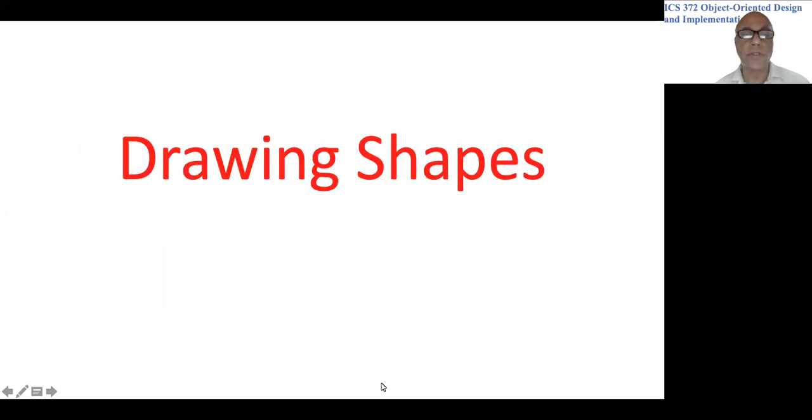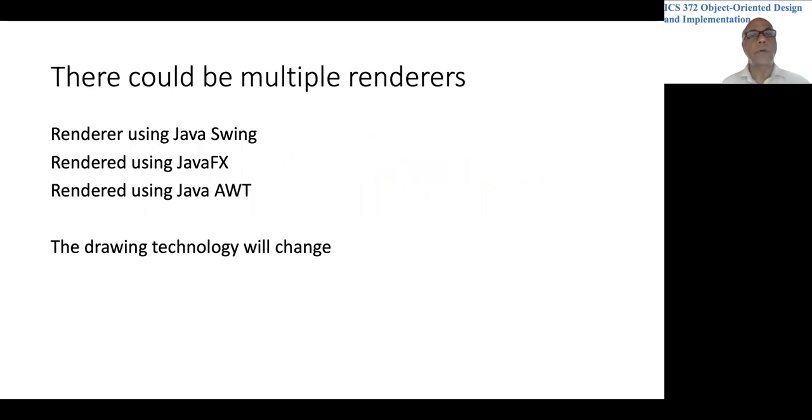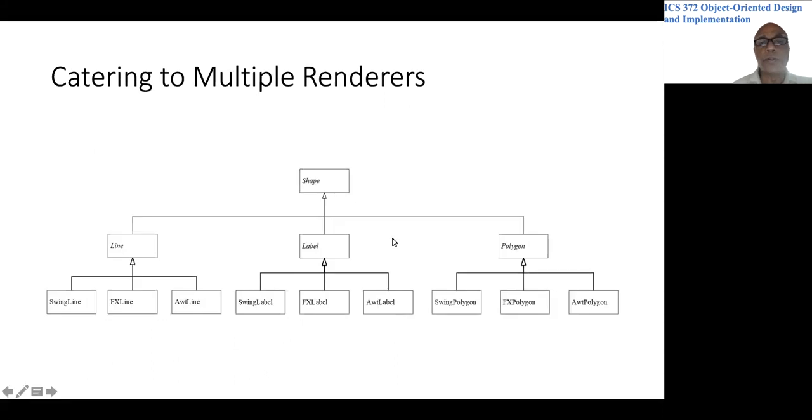Now, let's talk a little bit about how the shapes would be drawn. As we said, we would like to cater to different technologies. Let's assume that we would like our shapes to be drawn or displayed using the Swing technology or the JavaFX technology or the AWT technology. And we know that the drawing technology will change over time. So this is our plan, or at least one plan.